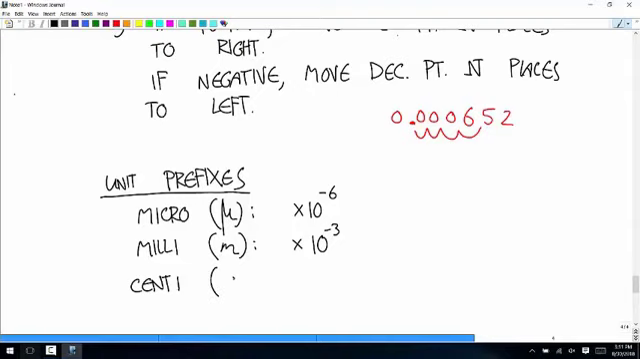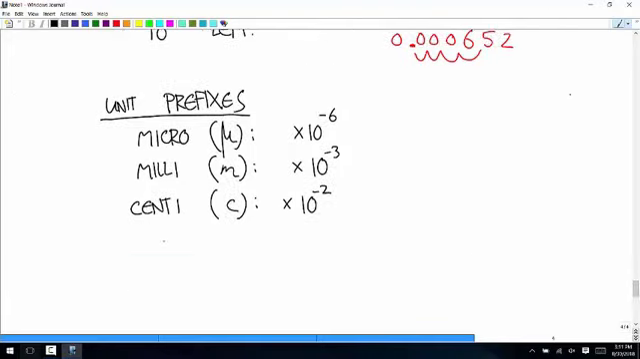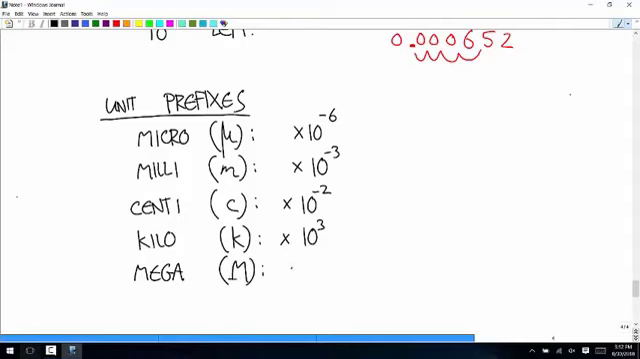Centi is a lowercase c. That's times 10 to the minus 2. Kilo is lowercase k, and that's times 10 to the 3rd. And then the last one we'll use a lot is mega. That's a capital M, and that's times 10 to the 6.